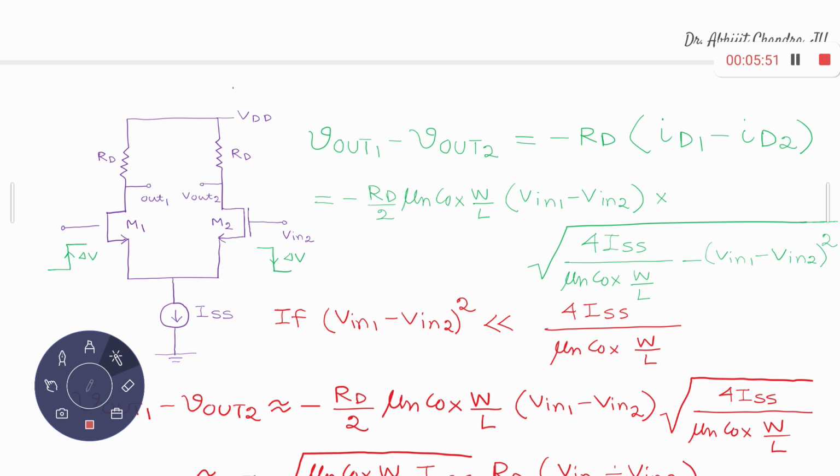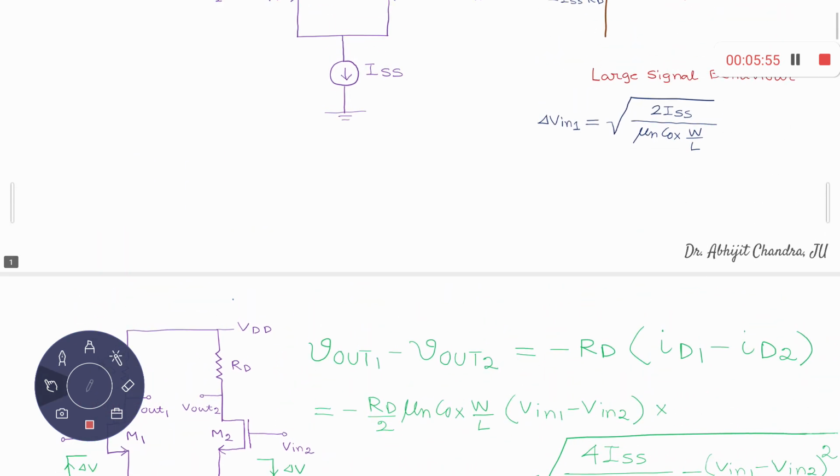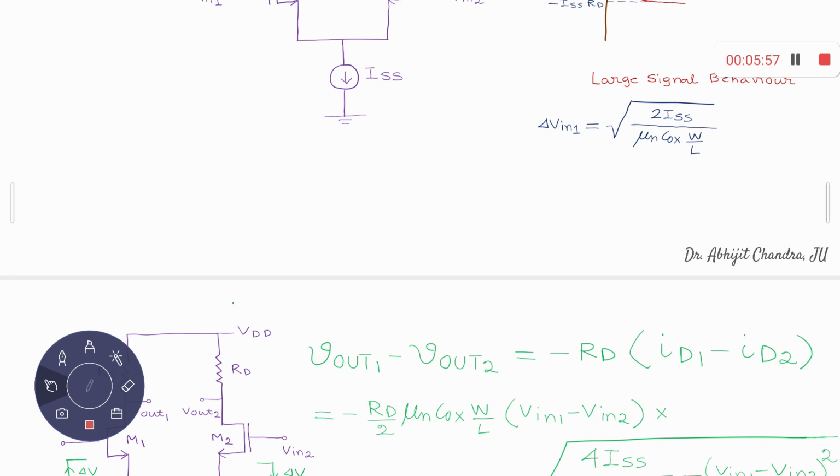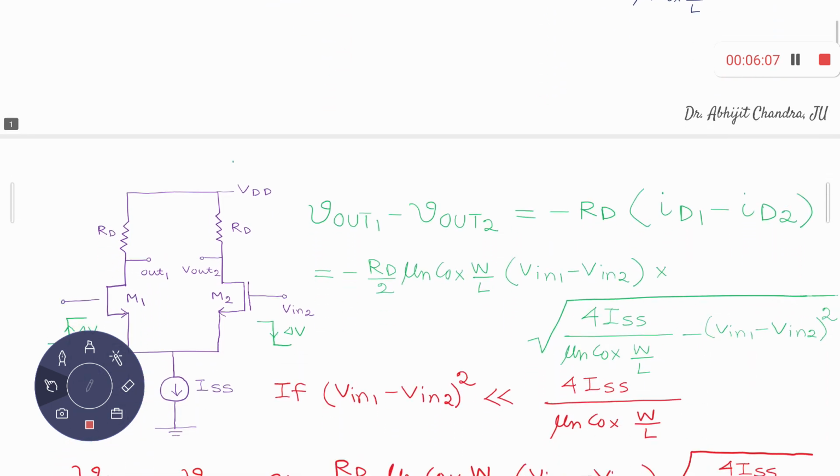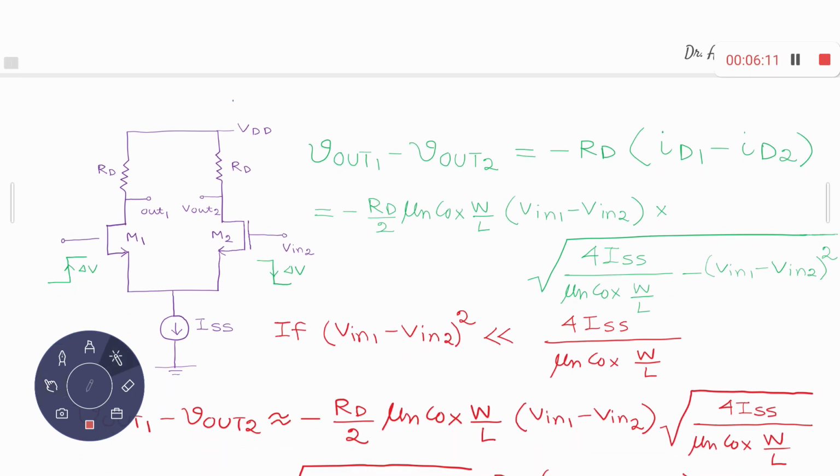Because already in the last slide, you have seen that delta V1 is equal to the square root of twice ISS over mu n Cox W over L. So delta V1 square is nothing but twice ISS by mu n Cox W over L. And here this is basically delta V1 minus V2. So that square should be less than 4 ISS by mu n Cox W over L.